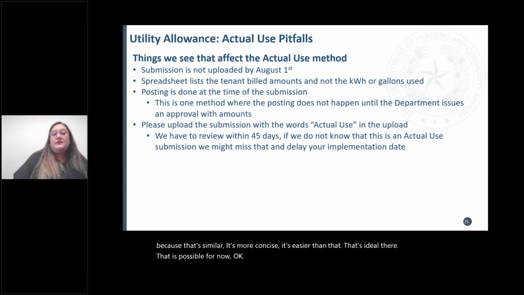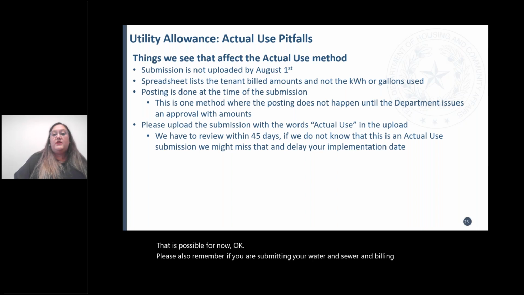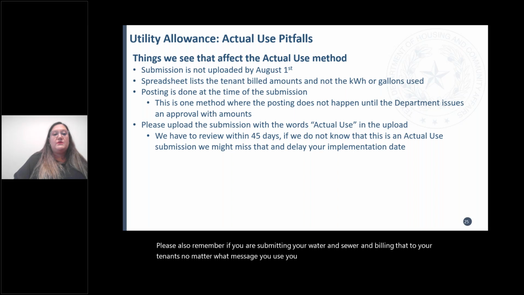Okay. Please also remember, if you are sub-metering your water and sewer and billing that to your tenants, no matter what method you use, you cannot charge them an admin fee if you have housing tax credit funds. That is explicitly disallowed. And if you want the backup for that, I can send that to you. I've been getting that question a lot lately.